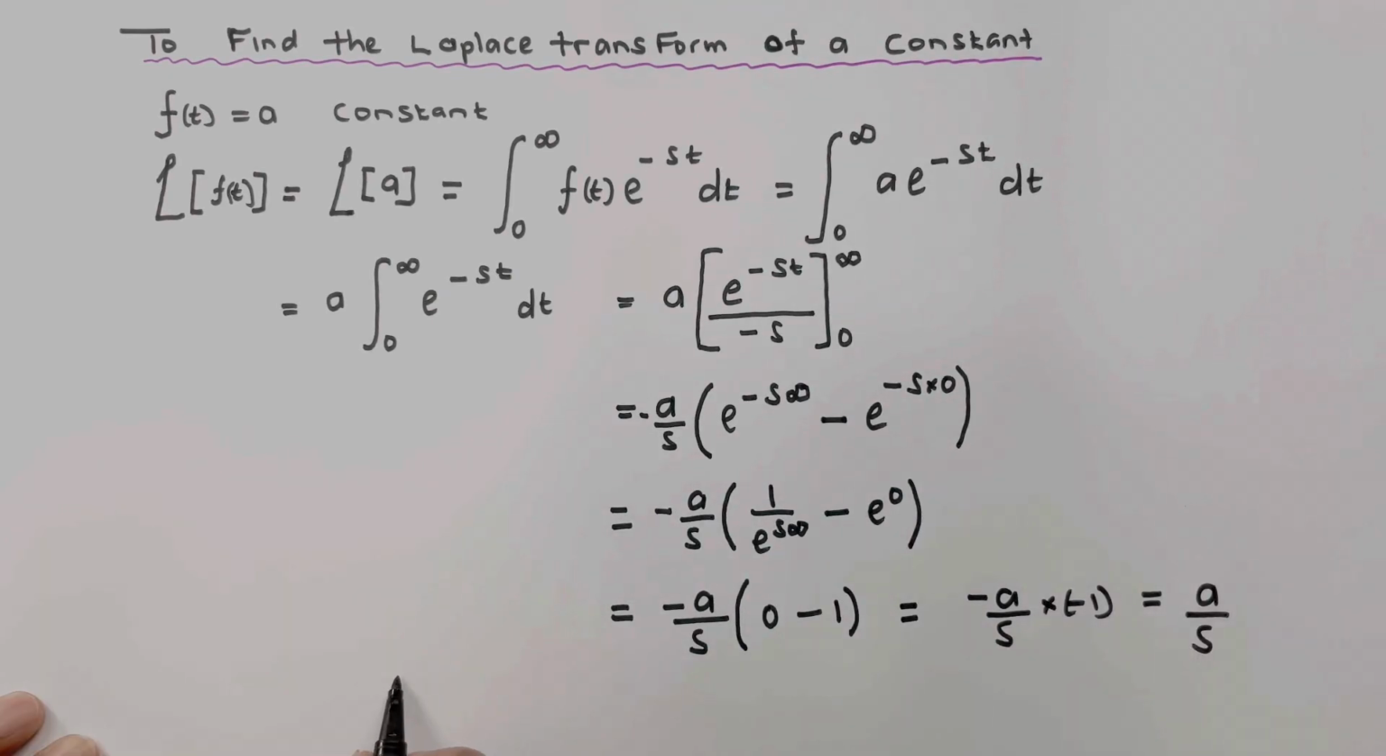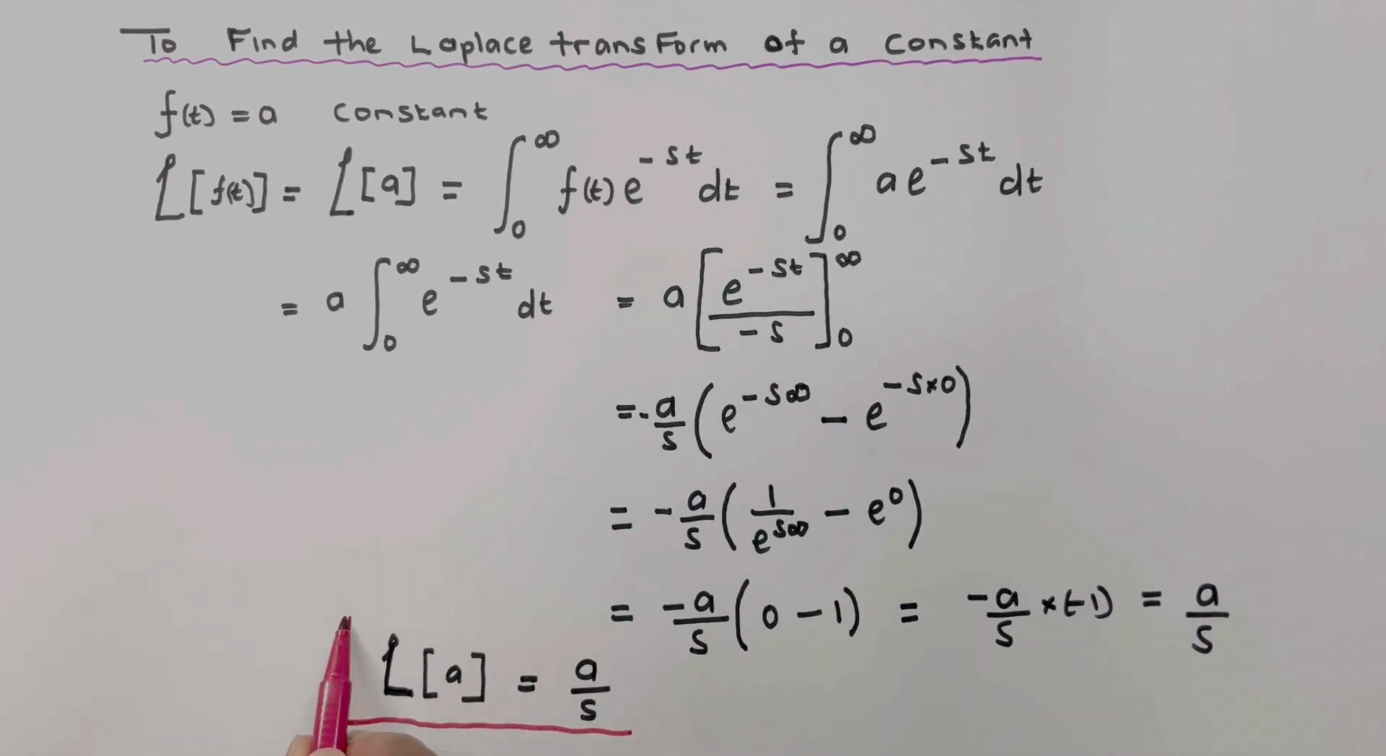I've now got the Laplace for a constant. Laplace, let's just do that. For a constant, a will be equal to a over s. So this is the first derivation for the Laplace of a constant. Laplace of 1 will be 1 over s. Laplace of 2 will be 2 over s. Laplace of 3 will be 3 over s.